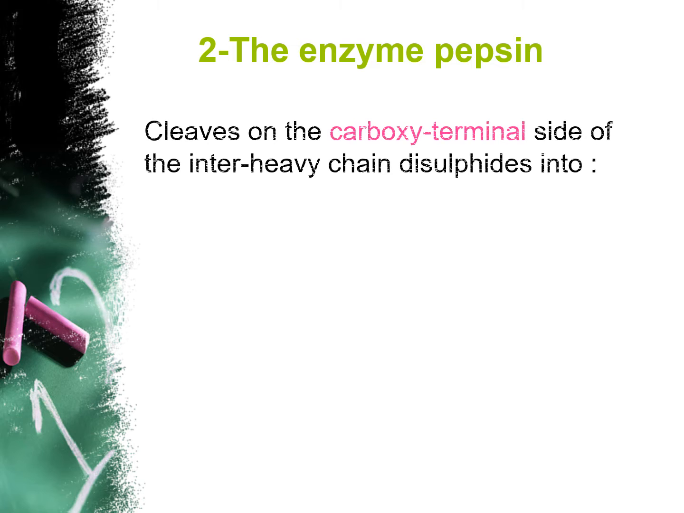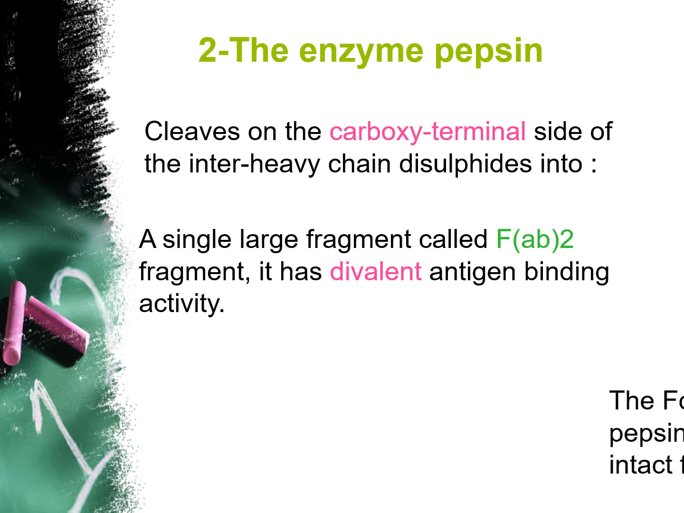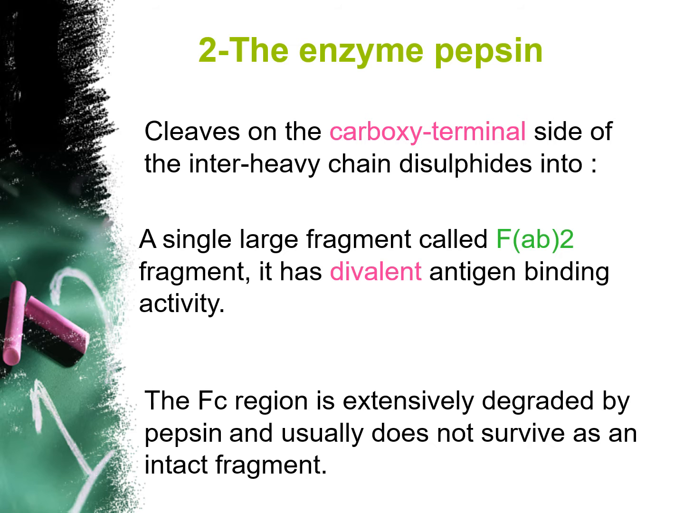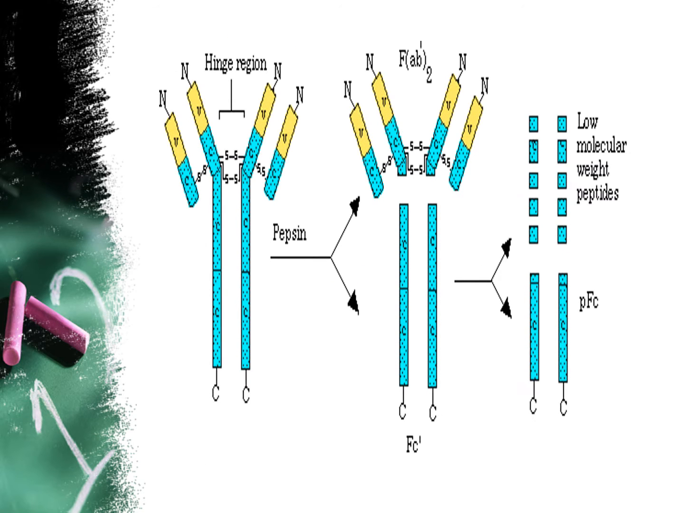The second enzyme, called pepsin, cleaves on the carboxy terminal side of the interchain disulfides into a single large fragment called the Fab2 fragment. It has divalent antigen binding activity, and the other fragment, the FC region, is extensively degraded by the pepsin and usually doesn't survive as an intact fragment. This is the enzymatic digestion of immunoglobulin protein by pepsin, resulting in a large Fab2 fragment and FC fragment.